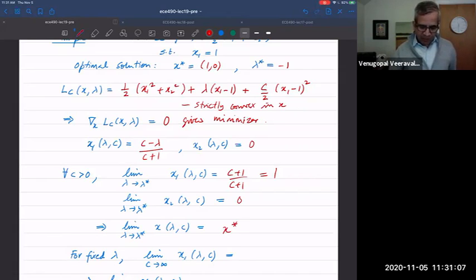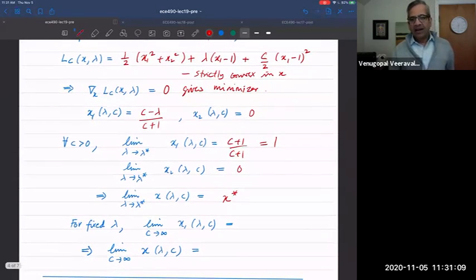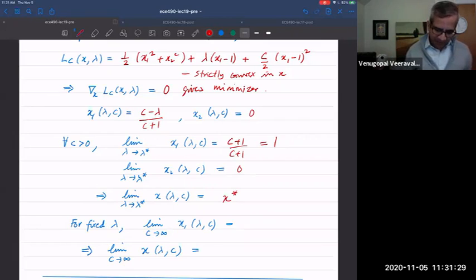And of course, just to verify, no matter how you choose your lambda, if you let C go to infinity, you will get the solution. You're going to prove that in homework 5, but it's very similar to what we did in lecture 17 for the penalty method. So for fixed lambda, as C goes to infinity, this ratio just becomes 1, and so the limit of x is again x star.